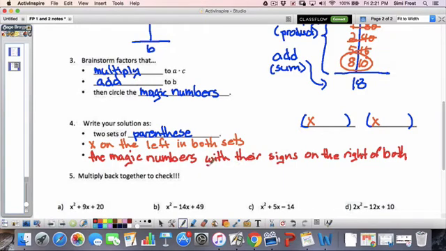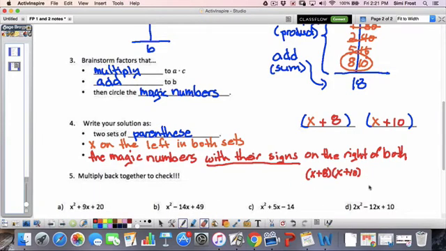So with their signs is going to be pretty important as we move forward. We start getting some negatives in our problems here. So the magic numbers with their signs, well, they're both positive. So that means I'm going to put in plus 8 in one and plus 10 in the other. Okay, so my final answer here, this fully factored trinomial, is x plus 8 times x plus 10.